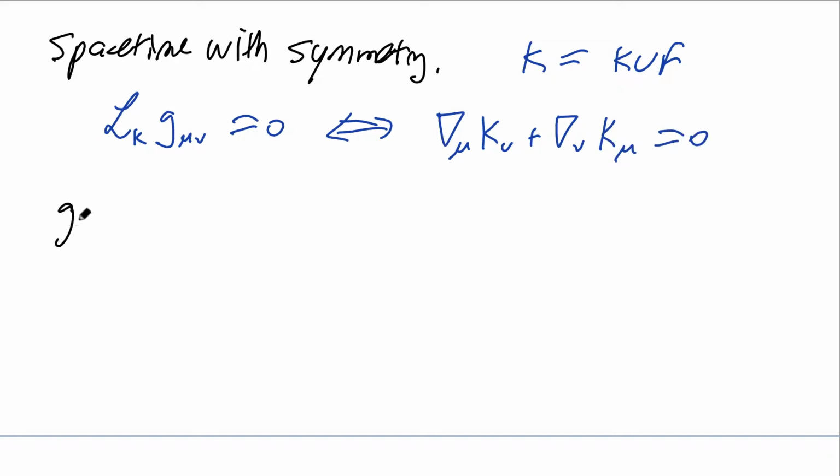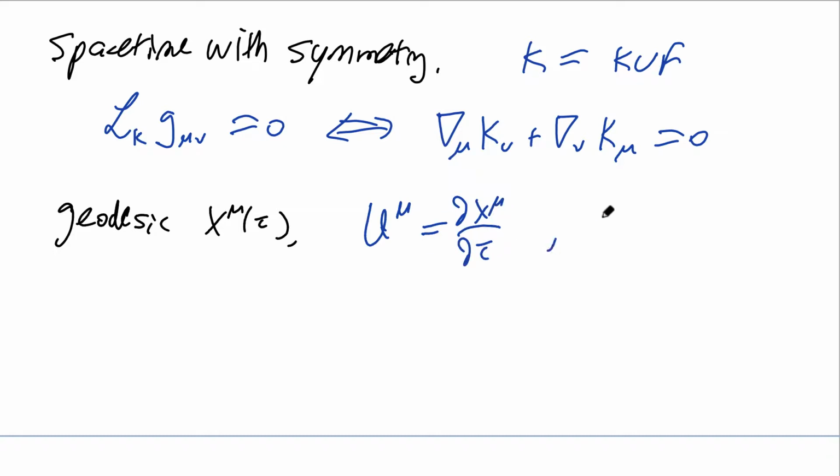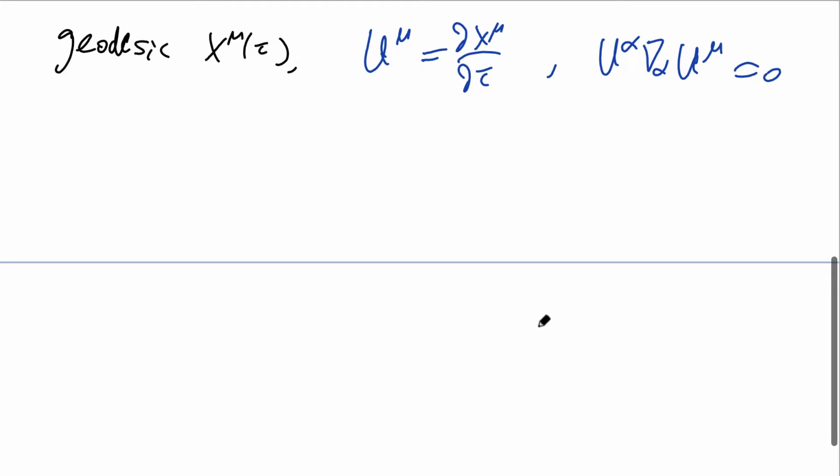Now let's consider a geodesic, x mu of tau, and the derivative is, we'll just call that u for the 4 velocity, that's partial x mu with respect to tau, and it satisfies the geodesic equation, which, remember, we can write as u alpha del alpha u mu, the acceleration of the world line, equals 0. Here's the picture. We have a world line, and the tangent to the world line is u. And we also have a Killing vector field.